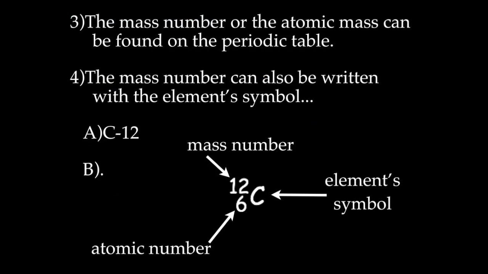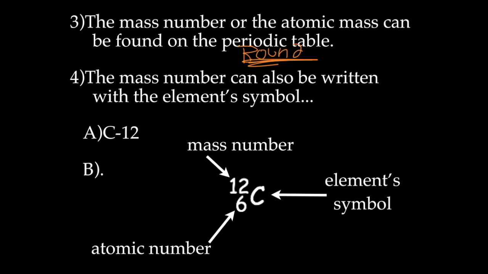Okay. The mass number, or the atomic mass, can also be found on the periodic table. Remember, however, that it's an average. So what you're going to do is round, because you can't have a fraction. When we're doing some mathematical calculations that I'm going to show you in a minute, you need to round to the nearest whole number, okay? Round to the nearest whole number.